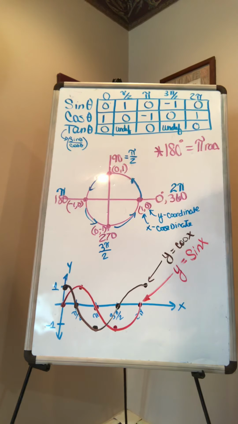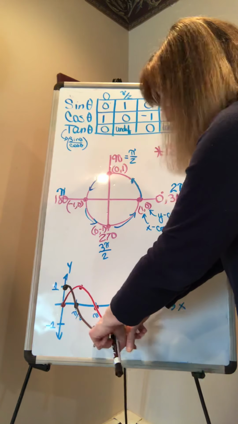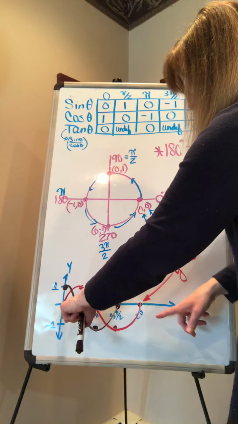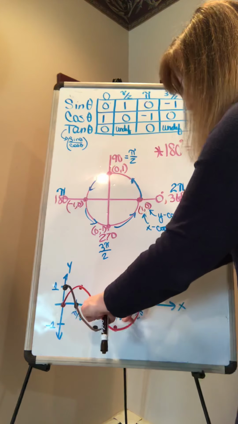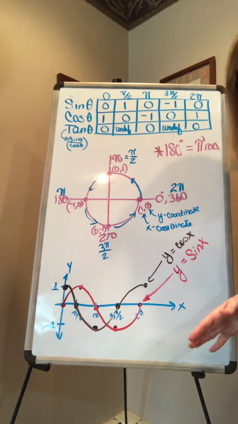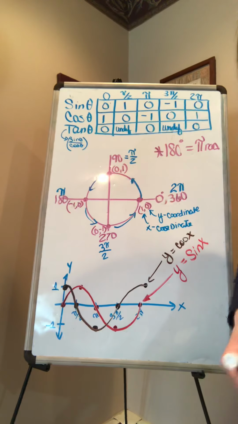So what I say with cosine, cosine starts high, ends high, halfway in between is down low. Sine starts at 0, ends at 0, halfway in between it's at 0. It follows the coordinates of the unit circle. And it's very logical.